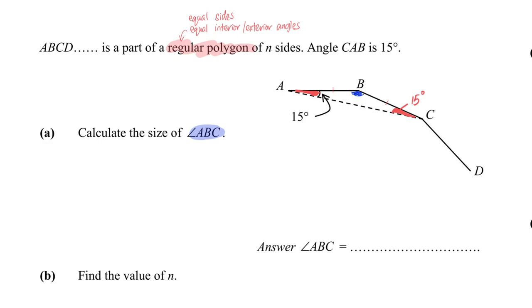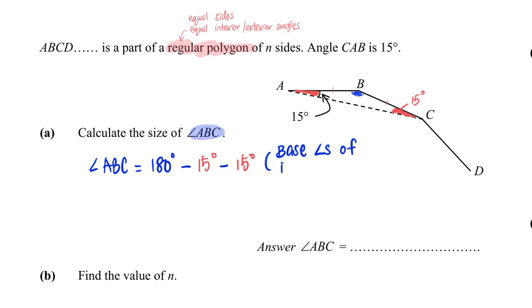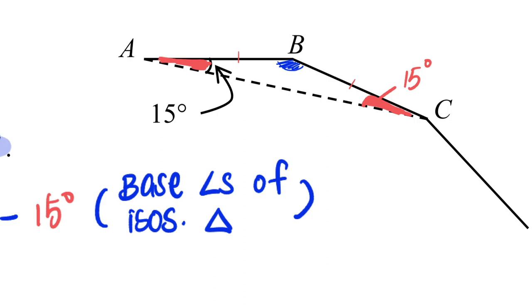And so my angle ABC is simply 180 minus my 15 degree and my 15 degree, 2 times. These are base angles. I'm using this property, base angles of an isosceles triangle. And I've gotten 150 degrees. Okay, so I've gotten 150 degrees.